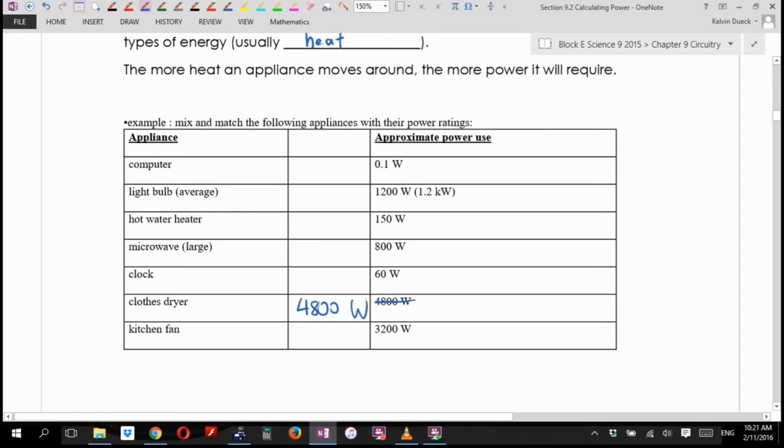By the way, I'm not going to make you memorize this, but I'd like to give you an idea of what a big wattage is, clothes dryer, and what a small wattage is. Okay. What do you think moves the next largest amount of heat from these appliances here? Since stove's not on here, can't use that one. Hot water heater is your next one. Your hot water heater takes around 3,000 watts, give or take. Depends how big it is. Depends whether it's a gas heater or an electric heater.